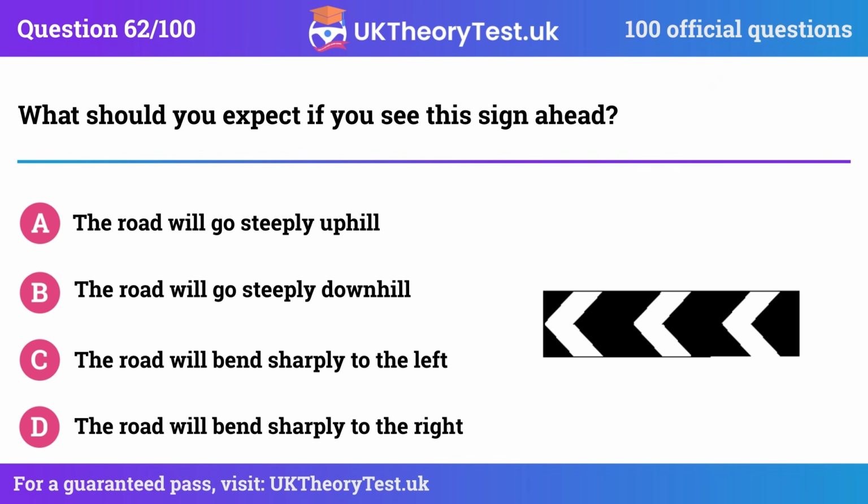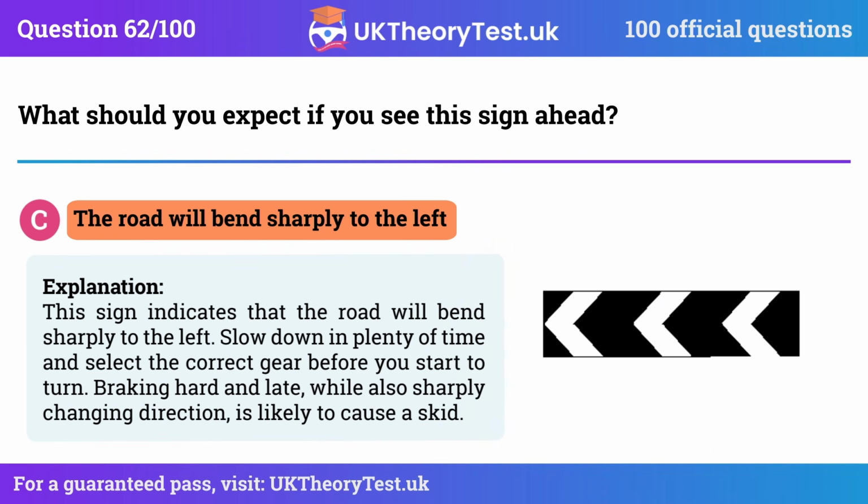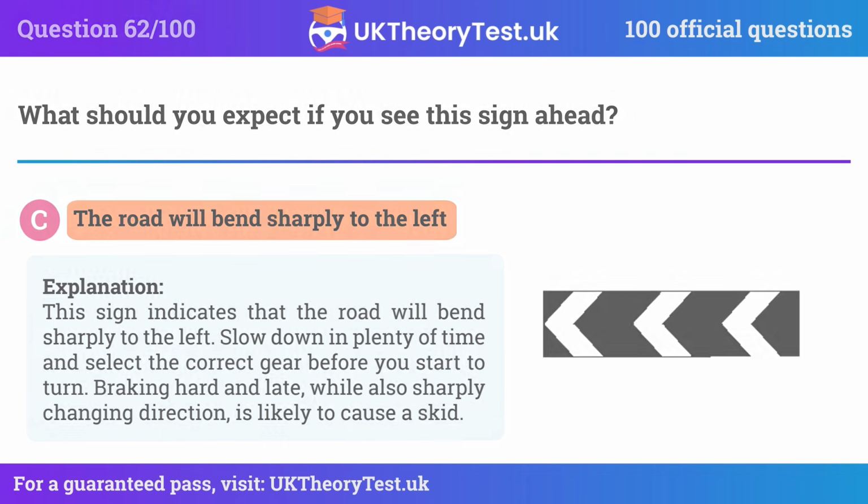The correct answer is C. The road will bend sharply to the left. Explanation: this sign indicates that the road will bend sharply to the left. Slow down in plenty of time and select the correct gear before you start to turn. Braking hard and late, while also sharply changing direction, is likely to cause a skid.